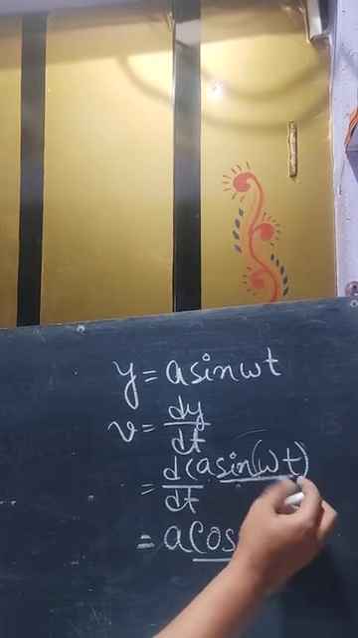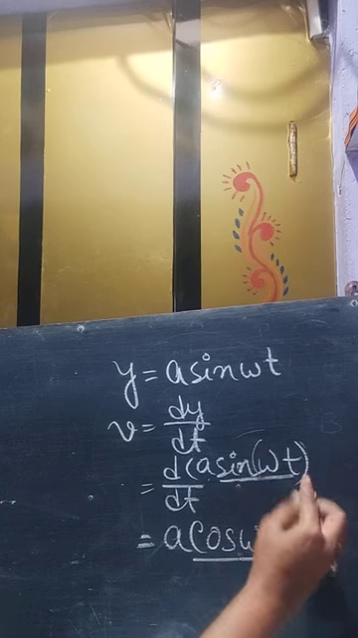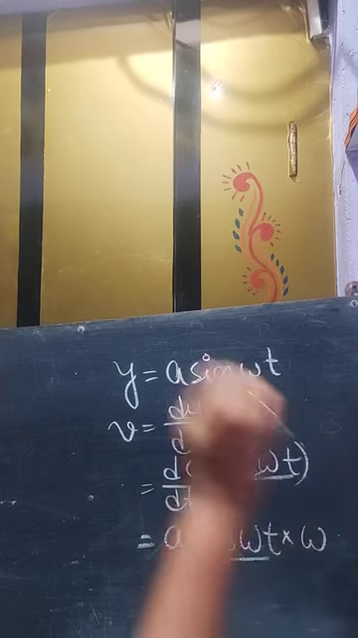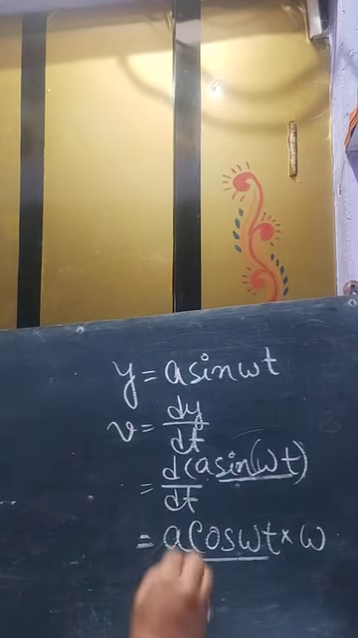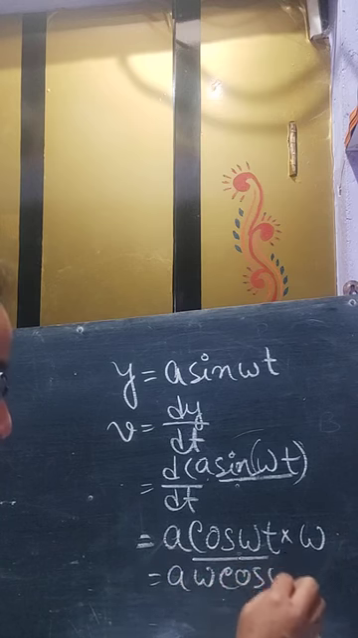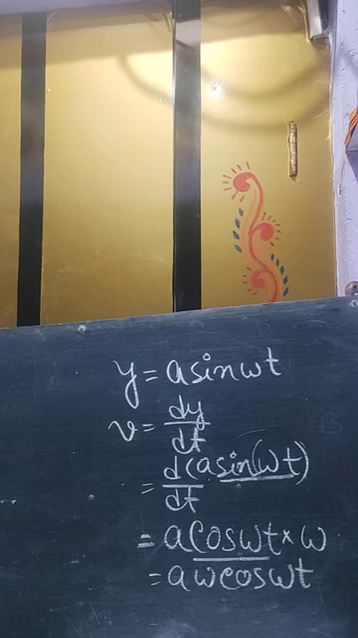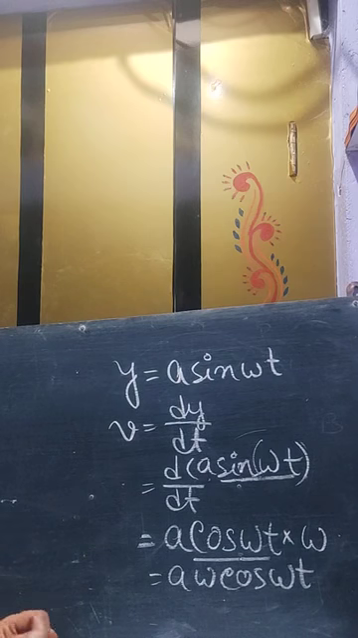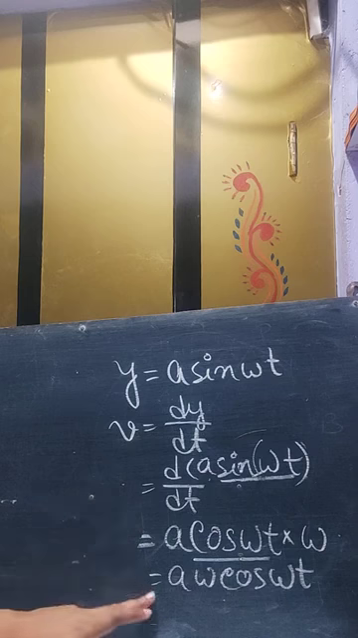Now, omega t is another part. For this omega t, the differential will be omega. So the final expression will be a omega cos omega t. Okay, hopefully it is clear to all, right? So this is the expression of V.